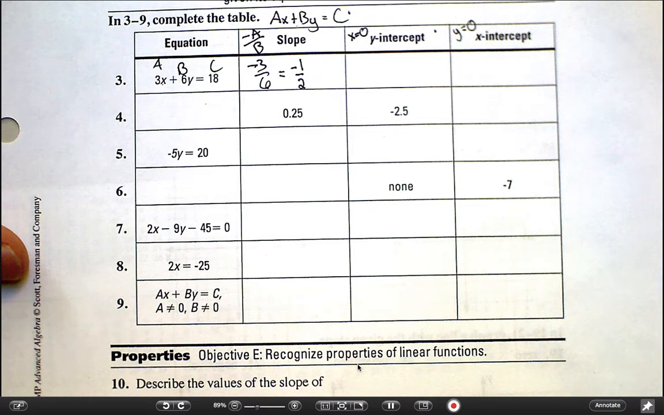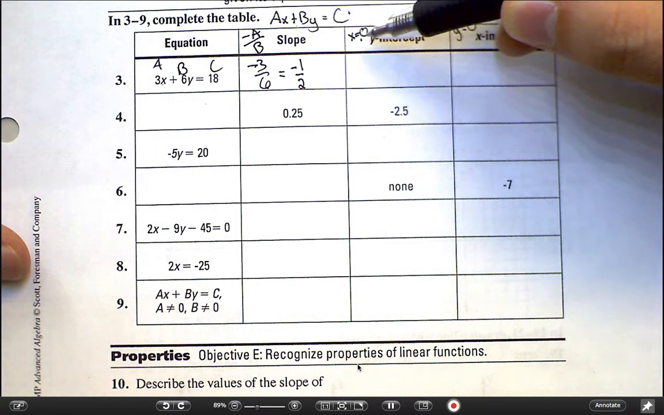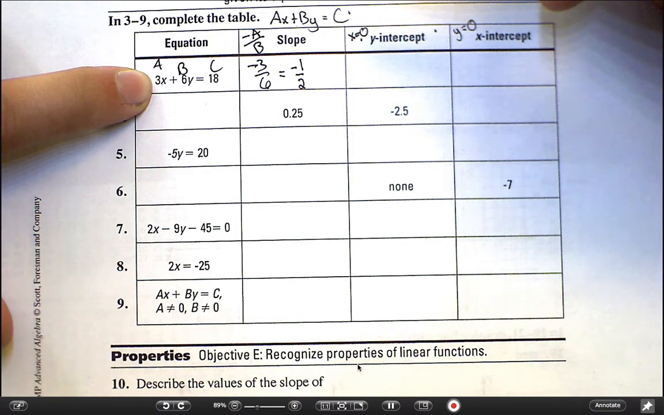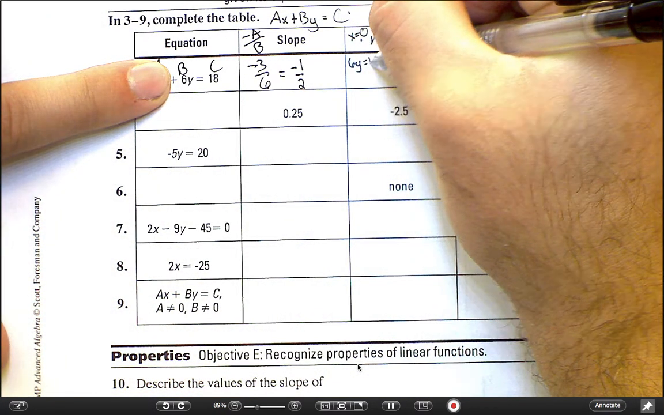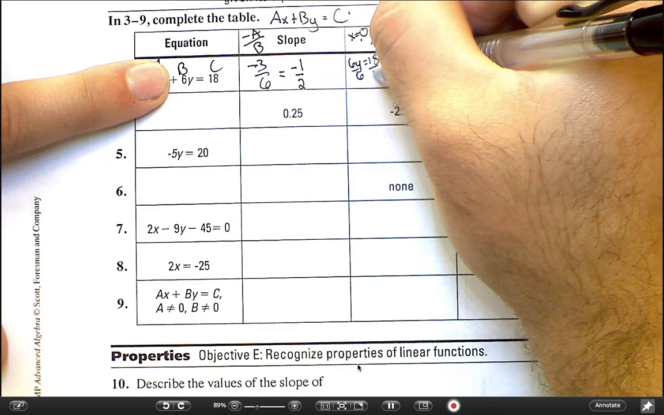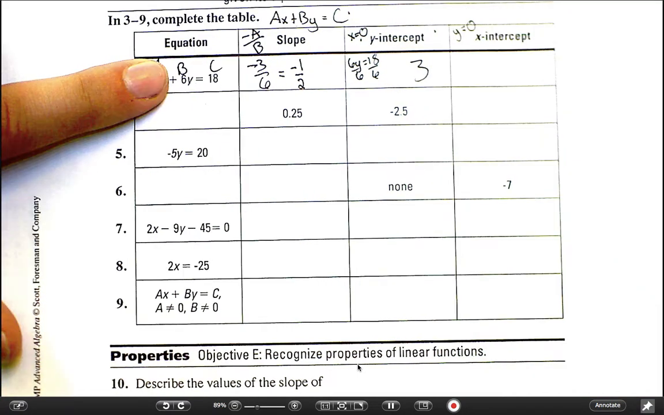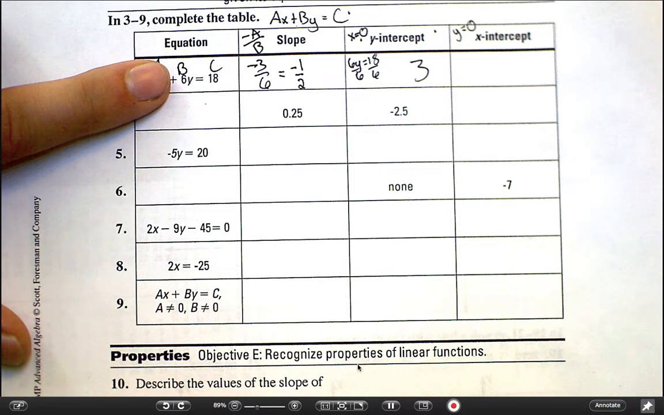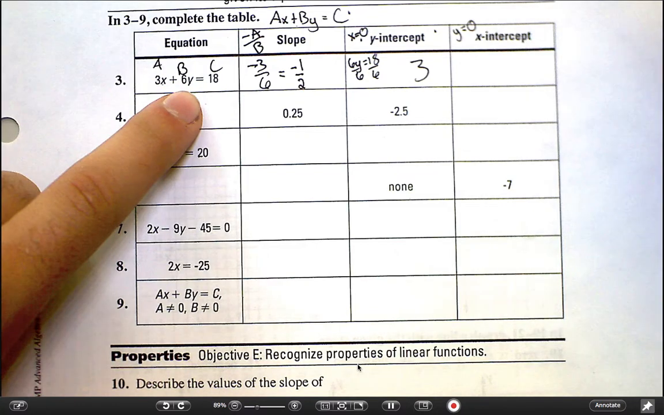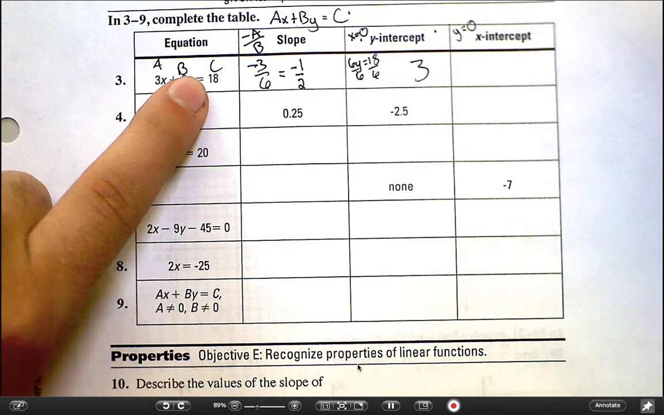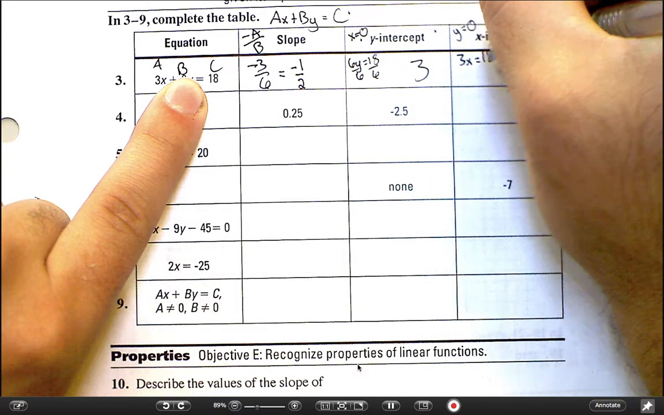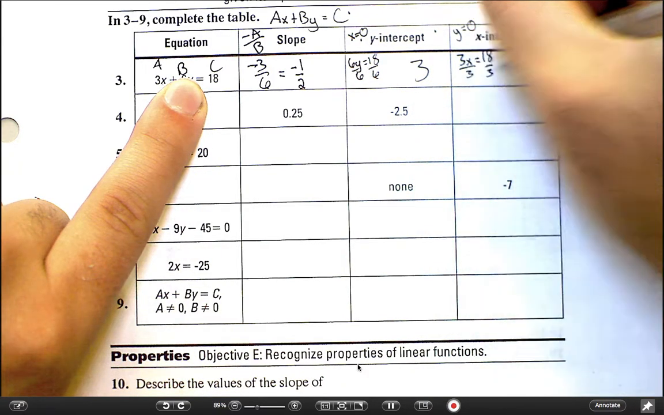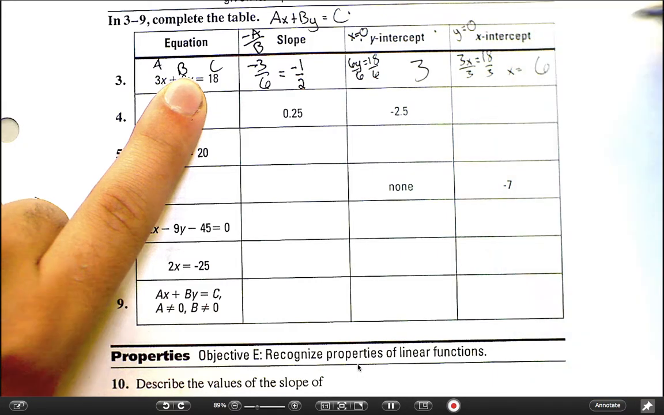For the y-intercept, I'm plugging 0 in for x. 3 times 0 is 0, so that goes away, and I'm left with 6y is equal to 18. I divide by 6 and divide by 6, and I get that the y value is 3. For the x-intercept, same sort of thing, but I'm plugging 0 in for y. 0 times 6 is 0 and cancels out my 6y. So I'm left with 3x is equal to 18. We can divide by 3 and divide by 3, and x here will equal 6.